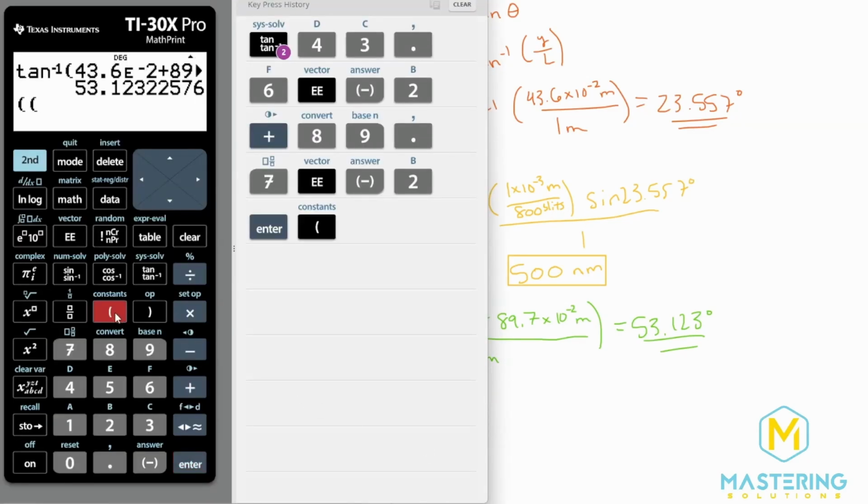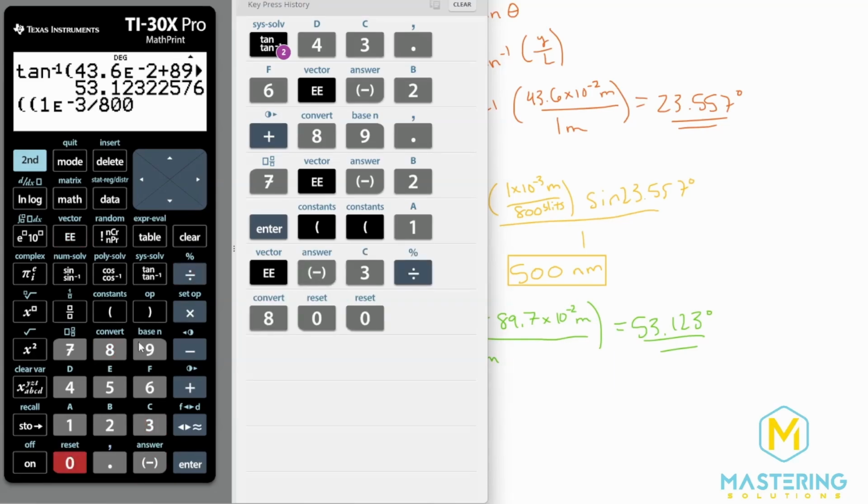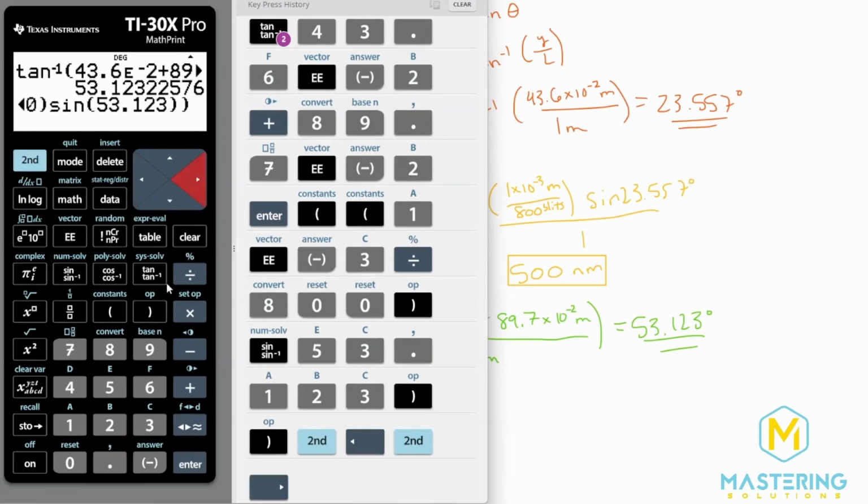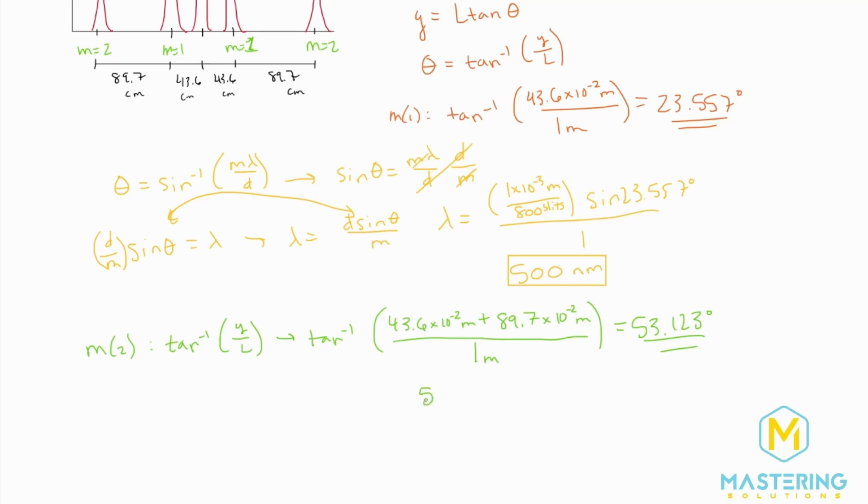So we have 1 times 10 to the negative 3 divided by 800. Then we'll multiply that by the sine of our angle, which we said was 53.123, with parentheses. Now all of that gets divided by our m, which in this case is 2. That gives us 500 nanometers. So we know that we did everything right, because we double checked ourselves and we got 500 nanometers for the wavelength for both m1 and m2.